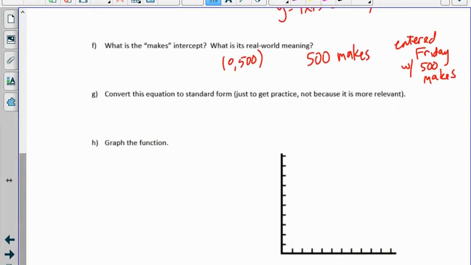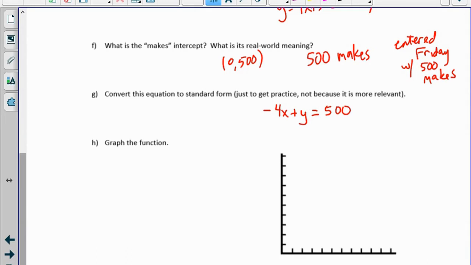Convert this equation to standard form. This is not hard because everything is already in integer format. So all I have to do is subtract 4x from both sides just to get more practice, just getting things in that sort of order. And then graphing the function.